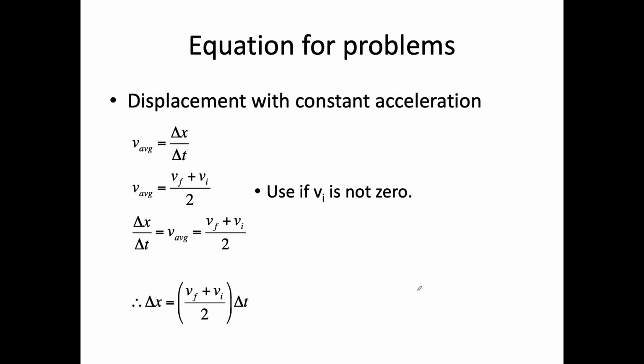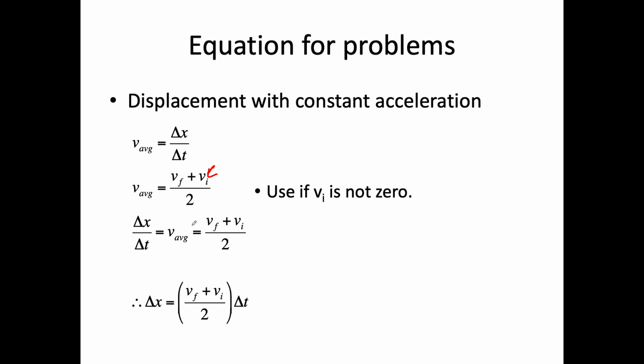Okay, let's look at this equation for problems. Displacement with a constant acceleration. What we're going to do is some manipulation of this. Here's our velocity, delta x over delta t. Now, another way to say this is our average velocity. Another way to look at average velocity is adding Vf and Vi together, then dividing by 2. This is what we mean by average velocity. It's the same thing, but just two different ways to get there, two different data sets. And if Vf is not 0, you use this.